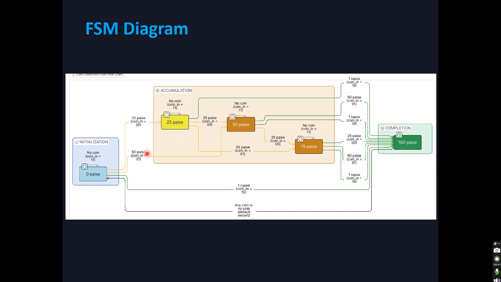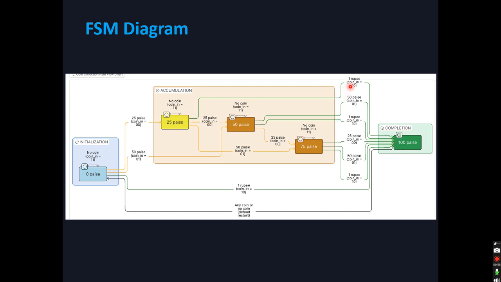See, right now this next state logic is completed. Again, right now we are in 25 paise. So what are the different combinations we have? We can give 25 paise, we can give 50 paise, and we can give 1 rupee directly. So the transitions are going to be like this.